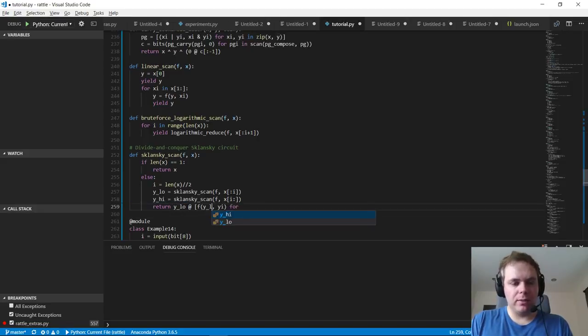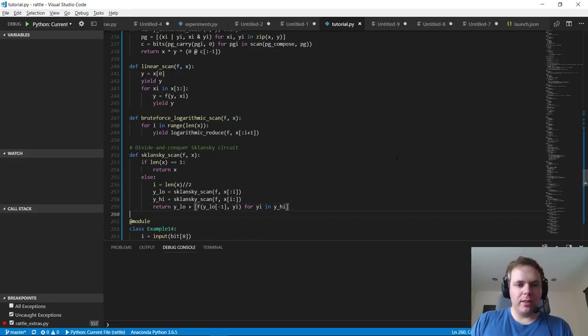We can just directly write it here. Don't want to have too many variables. For yi in y high, like this, you can just write it as a list concatenation, in which case you have to make this a list as well to make sure they concatenate. Or you can write it as a bit concatenation, in which case you have to do this. Is that right? Now let's do it like a list thing. That's probably a little bit easier to reason about.